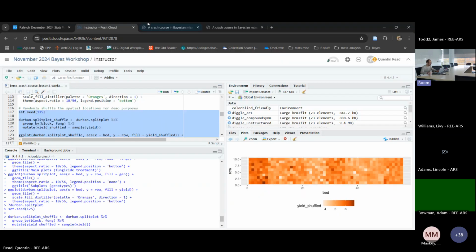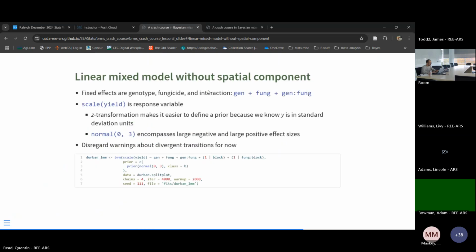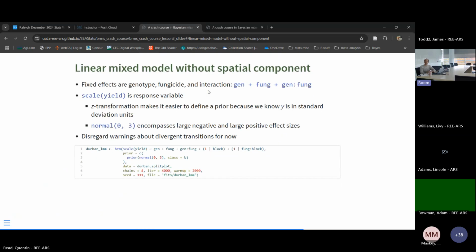Okay, so back to the slides. Now we're going to fit a linear mixed model to these data without accounting for the spatial autocorrelation yet, to compare it later on with one where we have an additive model to model the spatial trend. We're going to use genotype, fungicide, and the genotype fungicide interaction as the fixed effects, because that's the way the experiment was designed.